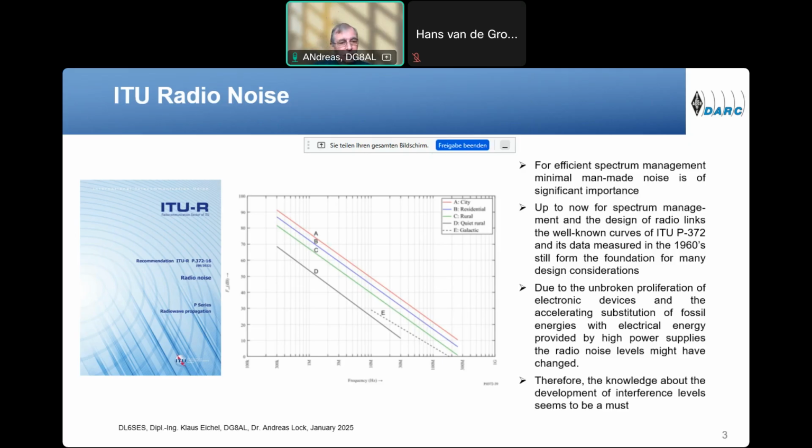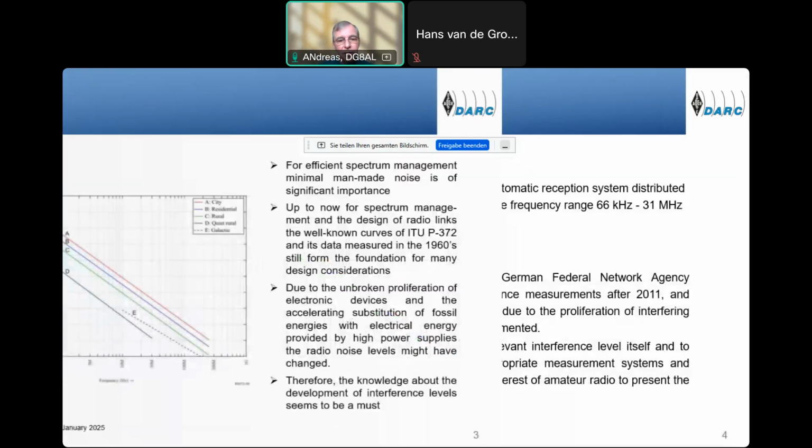But due to the unbroken proliferation of electronic devices and the advent of high power supplies for the, let me say, substitution of fossil energies with electrical energies, the noise levels, radio noise levels might have changed. Therefore, the knowledge about the development of the interference levels seems to be a must for us, because then we can talk to the authorities and bring this into the awareness and discussion.